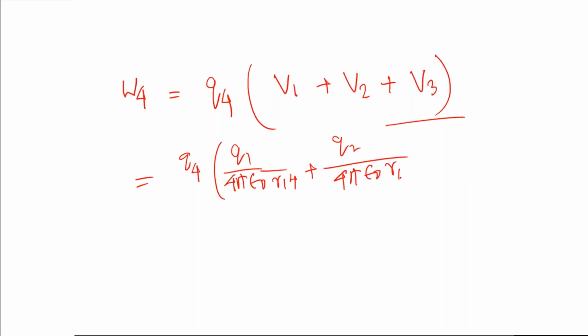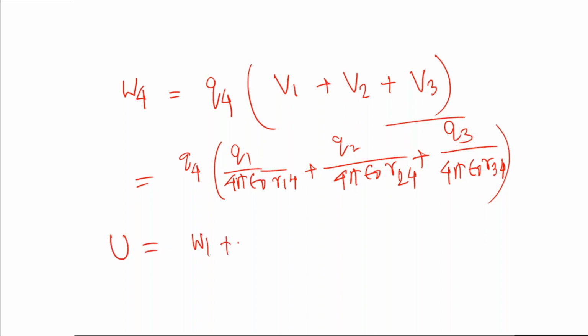So what will be the total potential energy? So W1 plus W2 plus W3 plus W4. So whatever total work you have to do to bring all the charges individually, you have to add all of them, then you get the total potential energy. Okay, so this is how you have to calculate the potential energy for a system of charges. If you have any doubt, you can ask me right now.